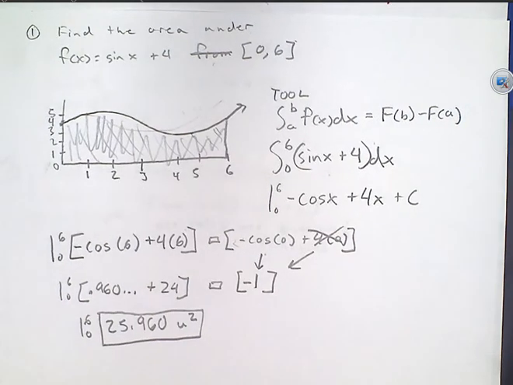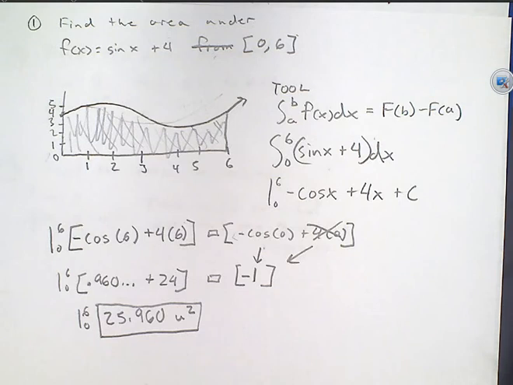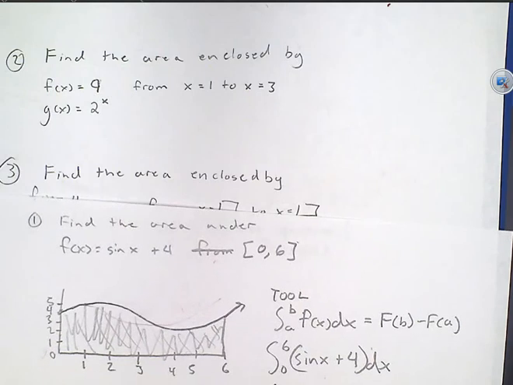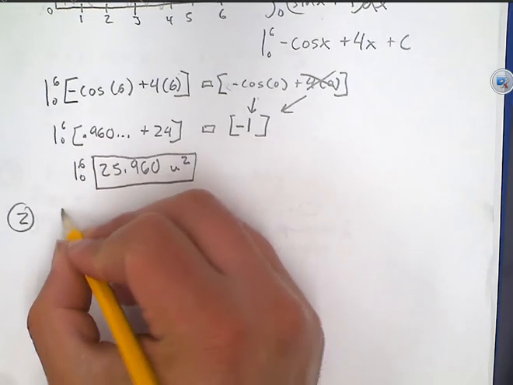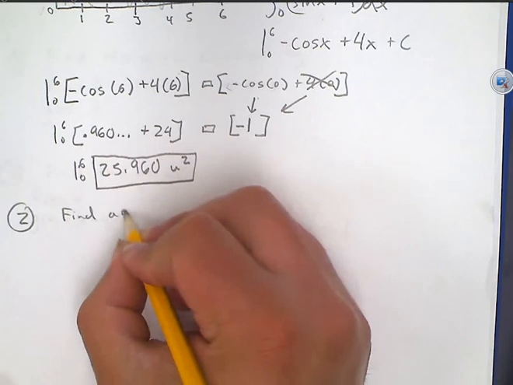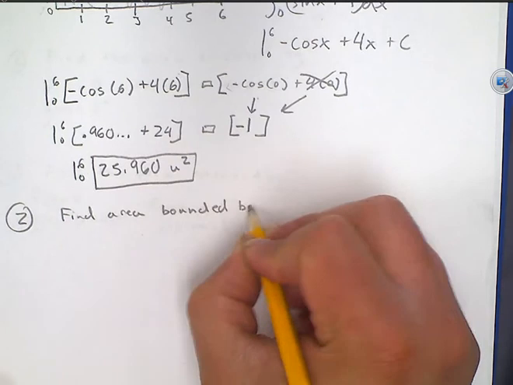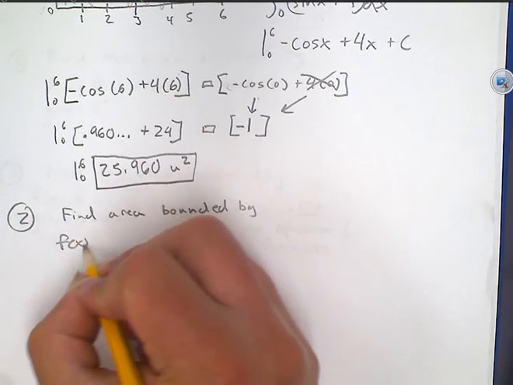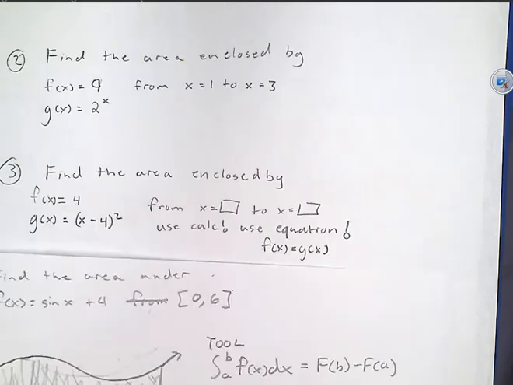All right, number 2. And let y'all get a last look. You can pause it if you need to. All right, number 2. Find the area enclosed by 9 and 2 to the x power from x equals 1 to x equals 3. So here's number 2. Enclosed can also be used, the word bounded by f of x equals 9 and g of x equals, let me make sure that's right. Yep, 2 to the x power.